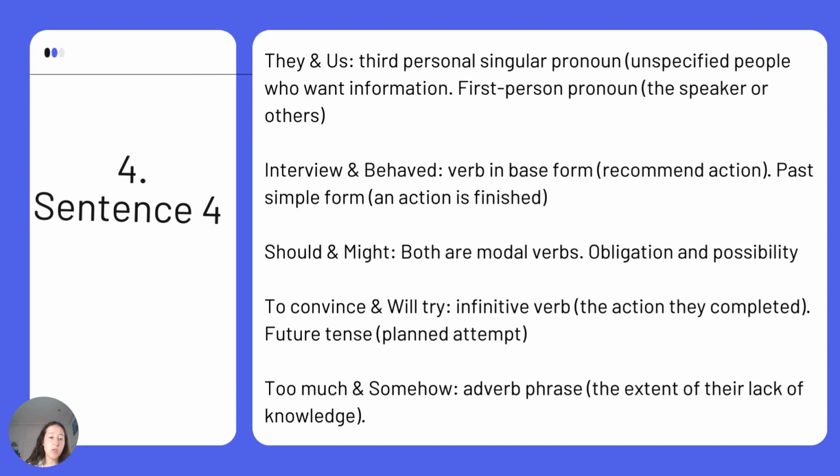Okay, let's continue with the fourth sentence. In this sentence we have two pronouns. For the first category, the first example is they, and the second one is us. In the first example, they is a third person plural pronoun, and indicates unspecified people who want information about something. And the second pronoun is us, a first person pronoun, and it refers to the speaker or other people that can appear in the sentence.